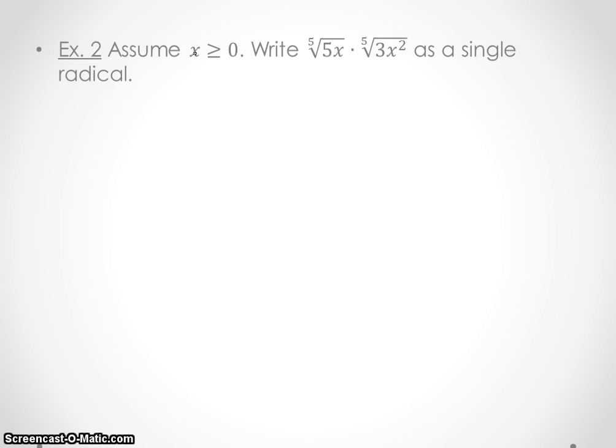Example 2. Assume that x is bigger than or equal to 0. Of course, it's positive again. Just a fancy way of saying it. Write the 5th root of 5x times the 5th root of 3x squared as a single radical.